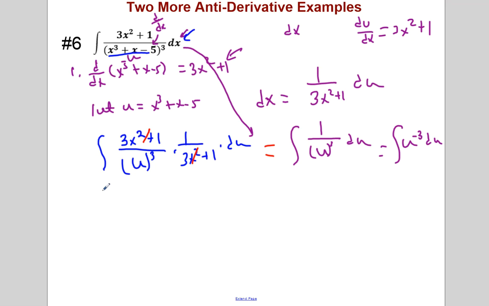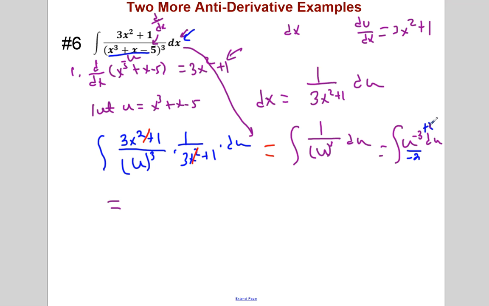And let's go ahead and do that. We're going now to finalize it. We're going to take the antiderivative at this stage. So I add 1. That's -2, and I'm going to divide by -2. All right? Let's go ahead and write that answer out. So this is all equal to u to the -2.